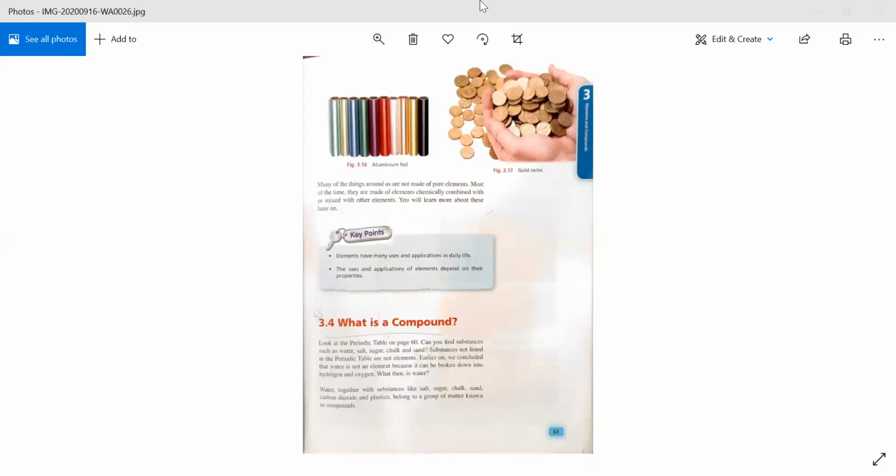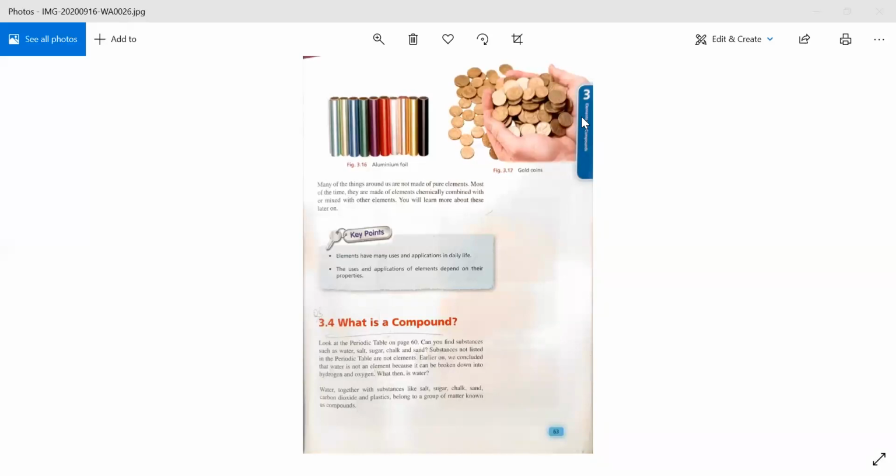But if we are talking about some substances, for example, H2O, which is water, they are not made of just one element. They are made of elements which we combine together. When we mix or combine them, they are made of two elements or more than two elements. And this we learn later. But let's come to what a compound is.